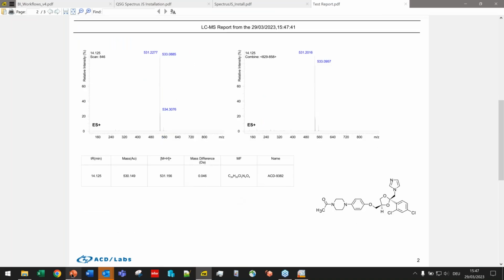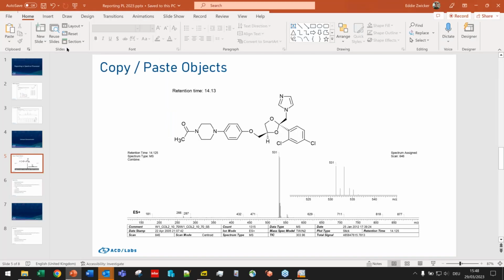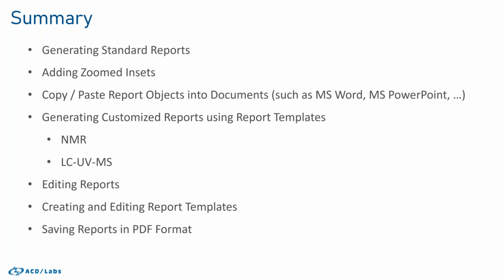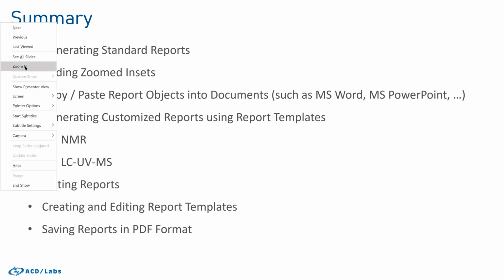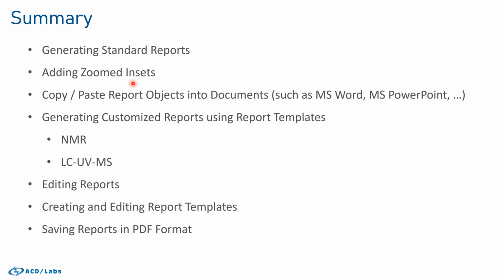So with that, I'm going to head back into my PowerPoint presentation and do a quick summary. What I've shown you today is how to generate standard reports in Spectrus Processor. So for standard reports, you don't need any reporting templates. You can use the inbuilt functionality. I've shown you how to add zoomed insets to your reports. So that's the enlargement of portions of your spectrum, your mass spectrum or your NMR spectrum. I covered how to copy and paste report objects into other documents, such as a PowerPoint document. Then I've generated some customized reports using my NMR template and my LCMS template.